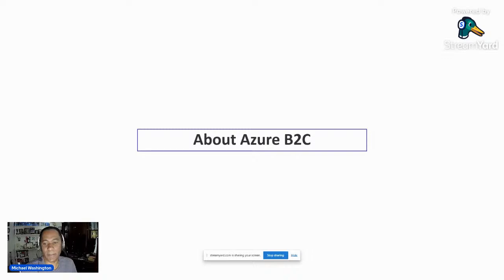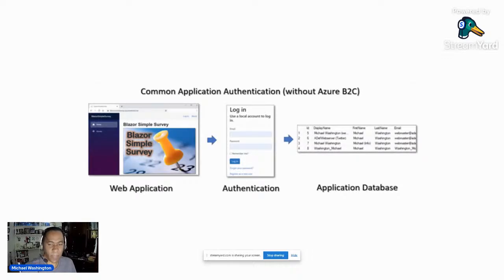First off, what is Azure B2C? So looking at a normal application flow, starting from reading from left to right, you have your web application. The person clicks the login button. A login screen pops up, and they type in their username and password, or they say, I want to add an account, and all their information is stored in the application's database.